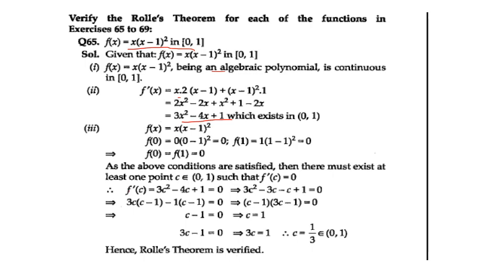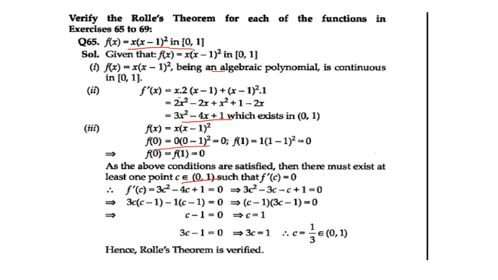And f(x) is x(x minus 1) the whole squared. What is f(0)? 0. f(1) is also 0. So f(0) is equal to f(1). So now all the conditions of Rolle's theorem are satisfied. So we can write there is a c in the open interval (0, 1) such that f'(c) is equal to 0. So f'(c) is equal to 3c squared minus 4c plus 1.